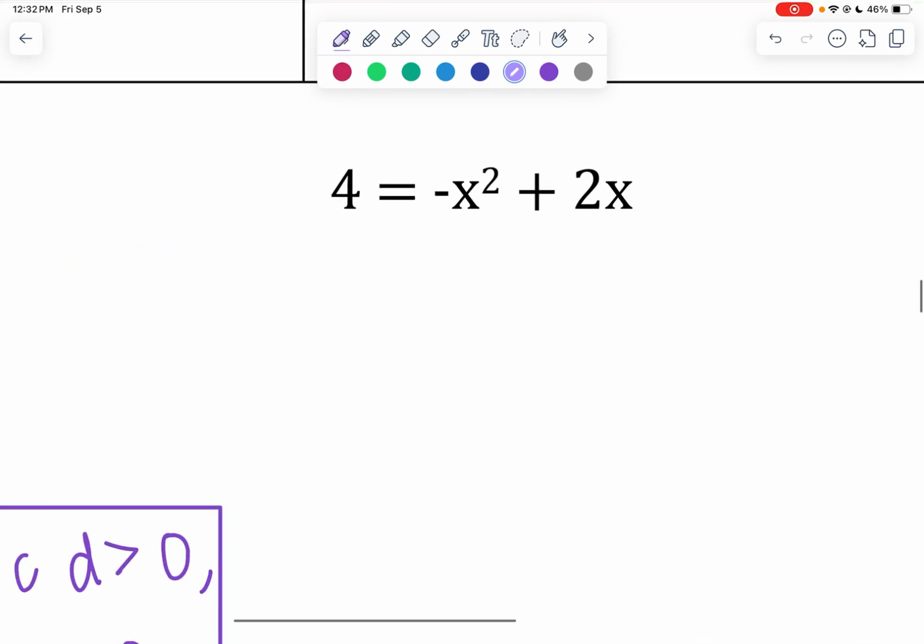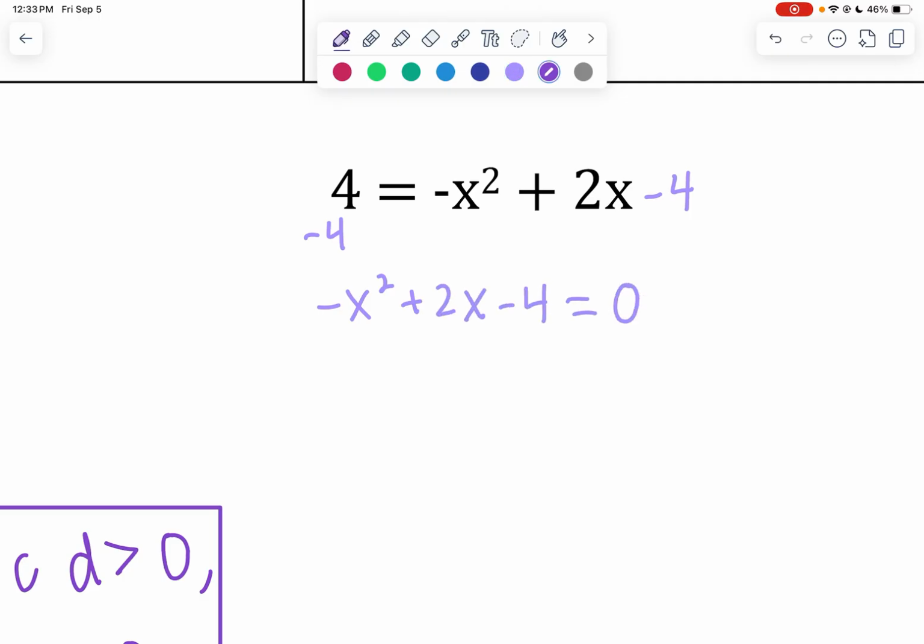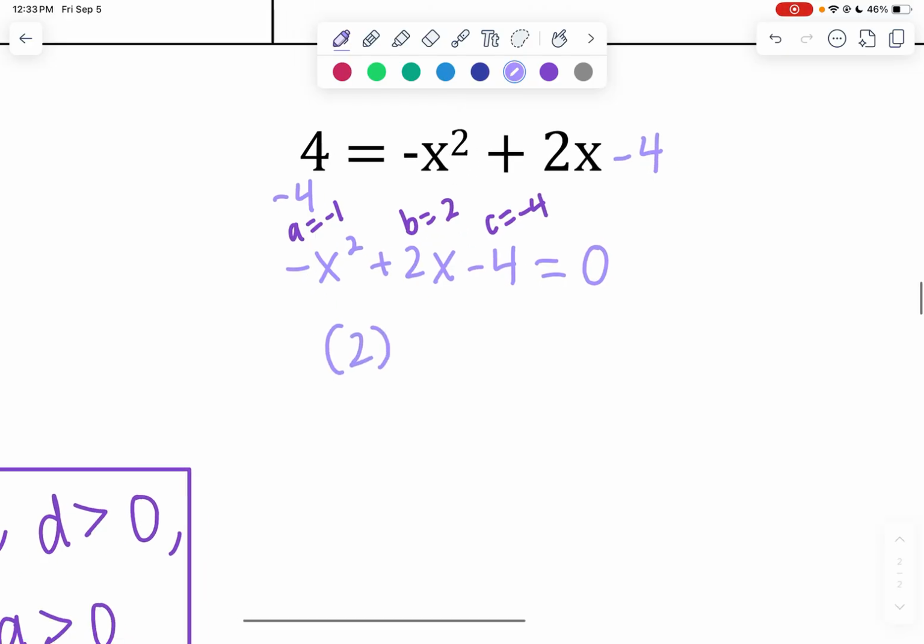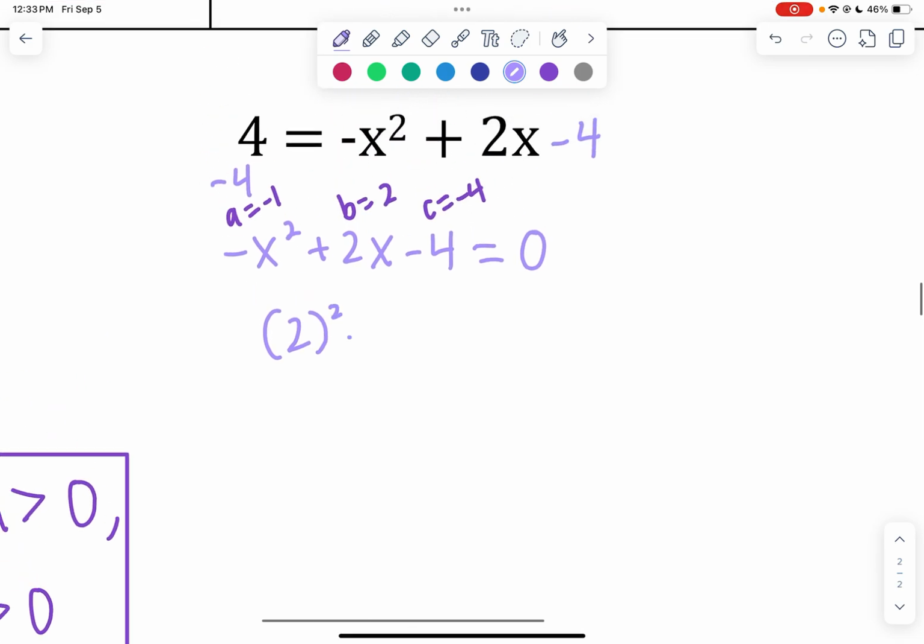Taking a look at this one, how many solutions does it have? Well, it needs to equal 0, so I'm going to move the least amount of things as possible. So now I have -x squared plus 2x minus 4 equals 0, okay? So A is going to be -1, B would be 2, and then C would equal -4, okay? Always try to move the least amount that you can. So the discriminant, B squared minus 4AC, would be 2 squared minus 4 times A is -1, and then C is -4.